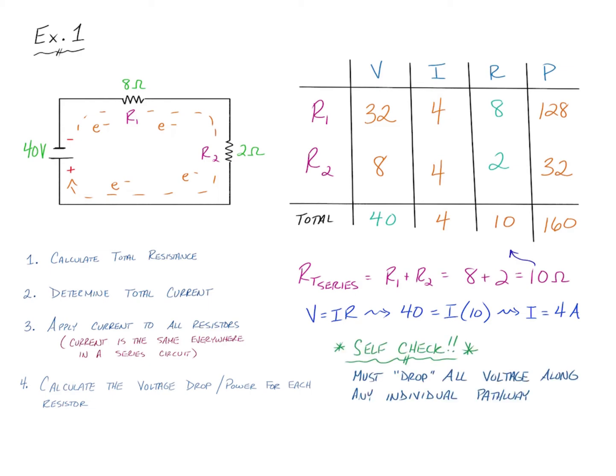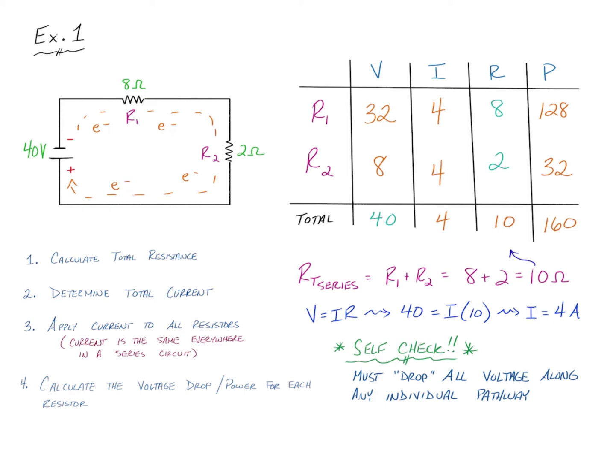One really quick way to look at this is the self-check. You can pretty much tell if you've done this correctly because the voltage drop must be the entirety of the voltage you have by the time you get to the other terminal of the battery, no matter which pathway you take. So in order to go through this circuit, I must pass through the 8 ohm resistor, which, as you can see in the voltage column, quote unquote, costs me 32 volts. I then must pass through the 2 ohm resistor, which costs me 8.